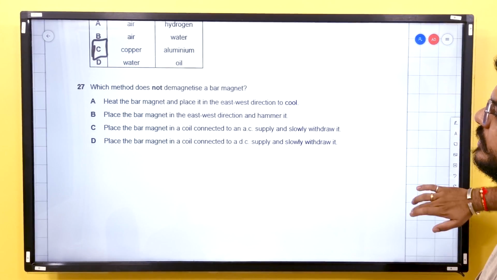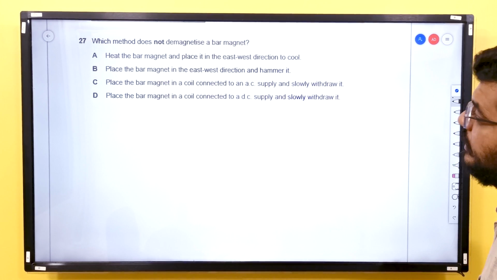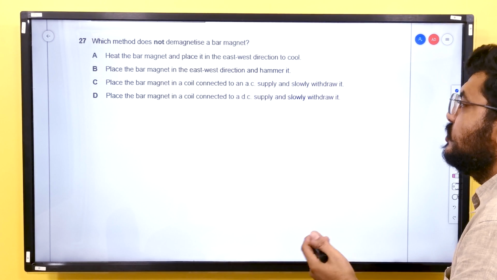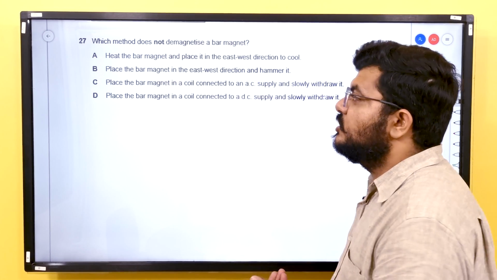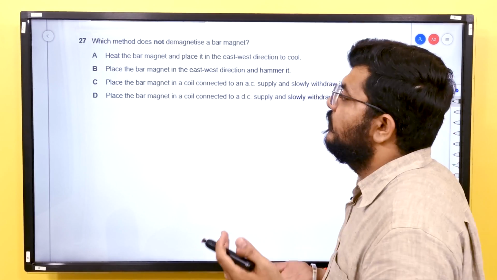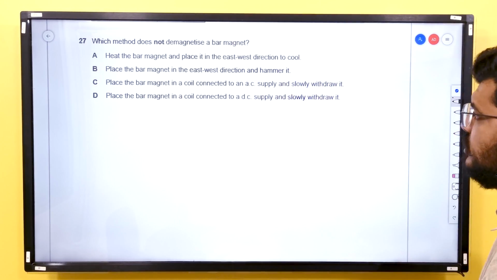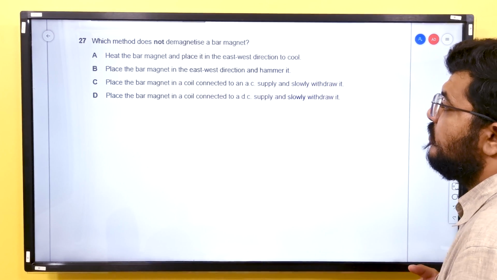Question 27. Which method does not demagnetize a bar magnet? Heat the bar magnet and place it in east-west direction to cool. This will demagnetize it because the bar magnet is placed at an angle to the magnetic field of Earth and you are heating it. Place the bar magnet in an east-west direction and hammer it. Hammering also demagnetizes a magnet.